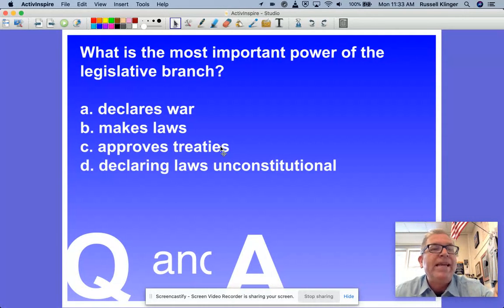after making laws, and they don't actually have the power to declare laws unconstitutional. That's not even an option for them. That's actually a part of the judicial branch that we'll talk about.